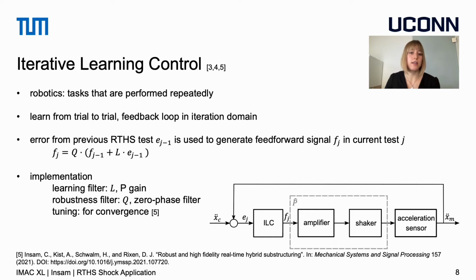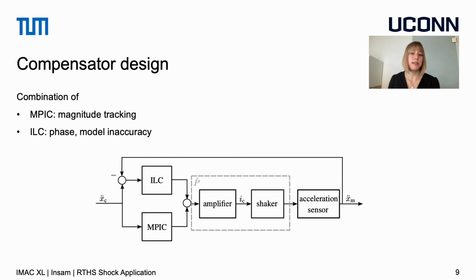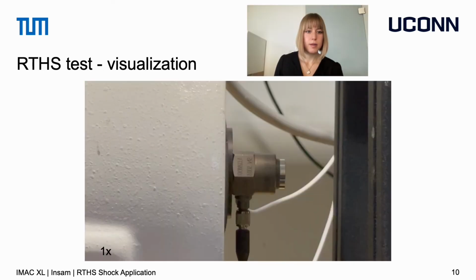So we hypothesized that the combination of Iterative Learning Control with the minimum phase inverse compensator might be effective for our intended RDHS test. To wrap up, you see the resulting control scheme that we used for the RDHS test, which consists of the model-based inverse compensator and the Iterative Learning Control. The model-based inverse compensator is a pure feed-forward controller, and Iterative Learning Control is kind of a feedback controller in the iteration domain. In this video, I want to show you the test execution of one RDHS test, where the eigenfrequency of the simulated mass-spring-damper system was 50 Hz.